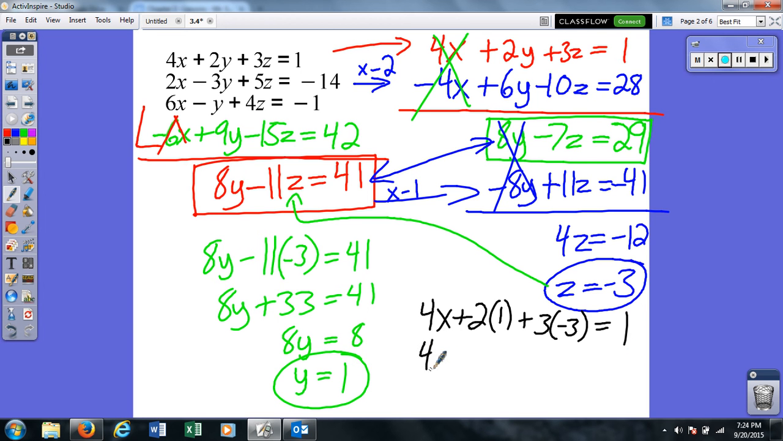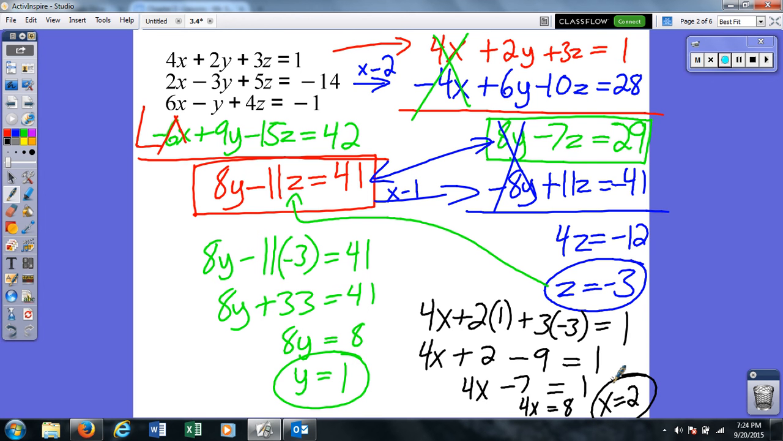And then we just go through and work this out. So 4x plus 2 minus 9 equals 1. 2 minus 9 is -7. Add 7 to both sides. 4x equals, let's see, that'll be 8. Divide both sides by 4, and we get x equals 2.